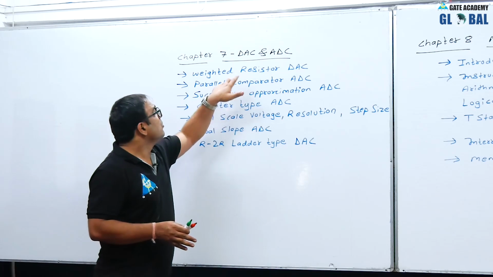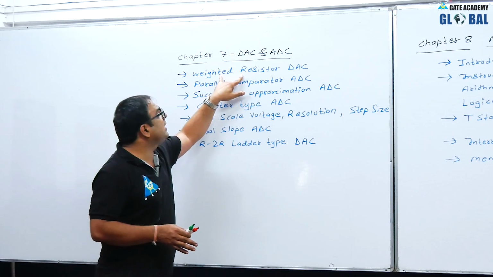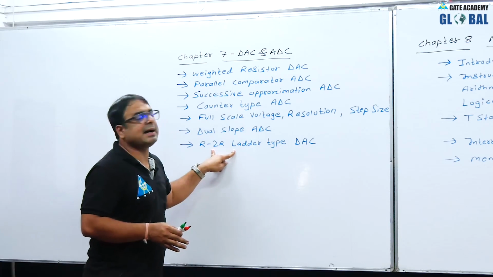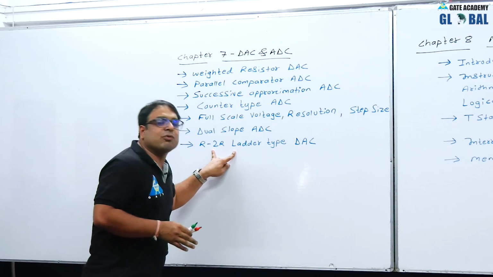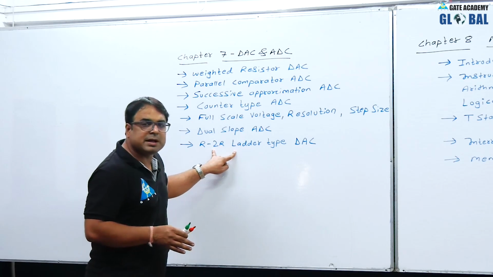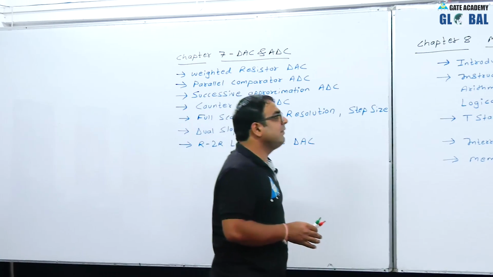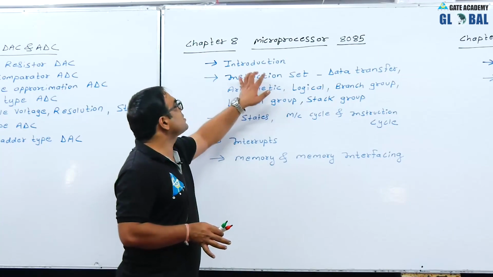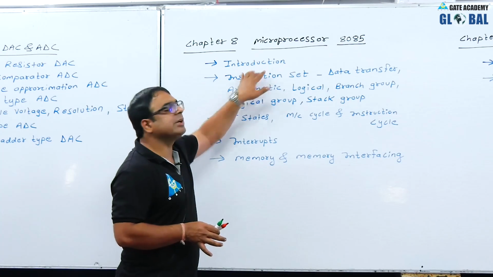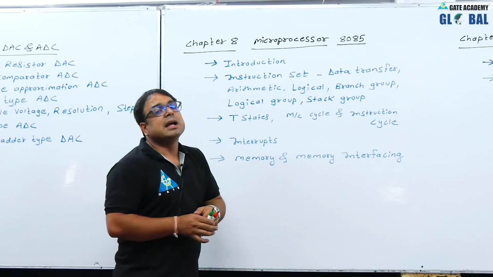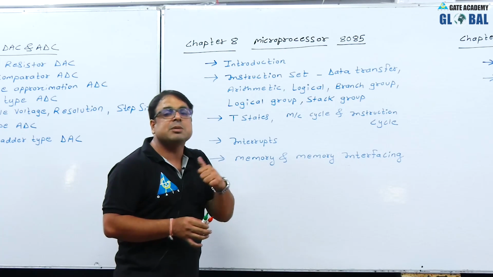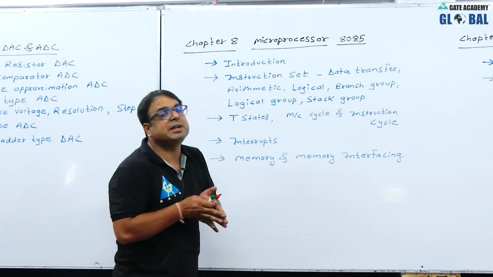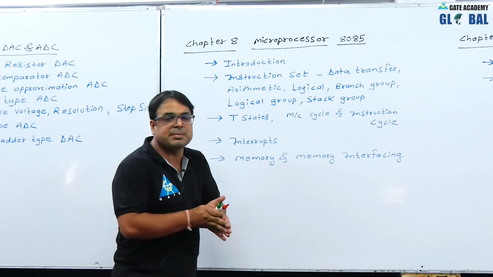Next, at the end, first we have studied weighted resistor DAC. So there is another type of DAC that we will be discussing, the R2R ladder type DAC, and again obviously all the questions on this particular topic as well. Next we will be discussing microprocessor 8085. So first we will be discussing the basic introduction, why microprocessor is required, what was the motivation behind the designing of microprocessor, all the basic architecture details required for the GATE examination.